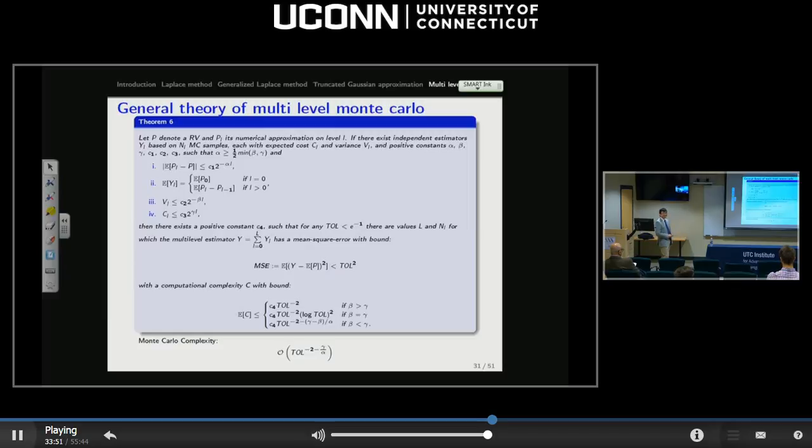What is this? This comes from the cost of each sample. For one sample, you have a cost of tau to the power of minus gamma divided by alpha. This is the cost you have to pay in order to control the bias.